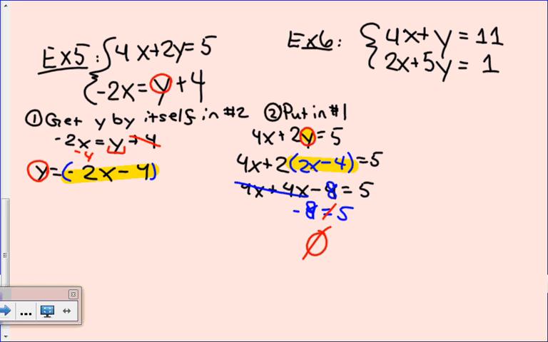Now, last question. What if we had gotten -8 equals -8? It's going to be something with your what it looks like. Good. Same solutions. You're going to write infinite solutions.